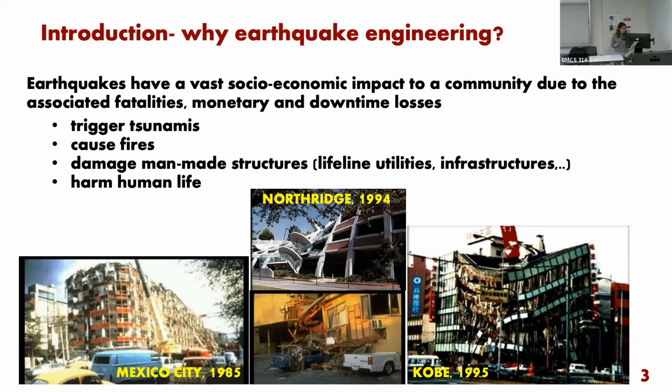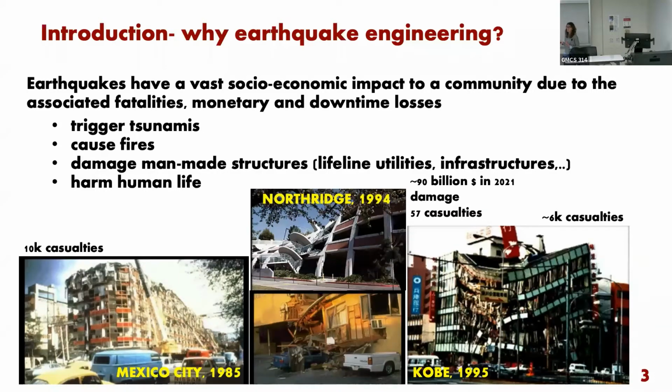Just to give you an idea, since we are engineers, we like numbers: 10,000 casualties in Mexico City. It was estimated around $90 billion, corresponding to the value of dollars in 2021. So the current value of money, $90 billion in damage during the Northridge earthquake. And about 6,000 fatalities during the Kobe earthquake in Japan. So broad impact of earthquakes. We need to do something.